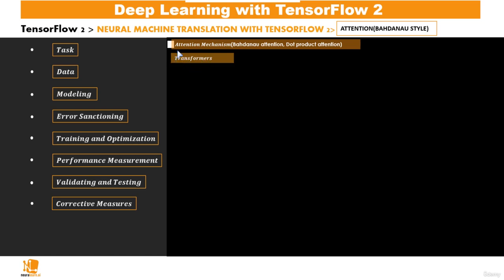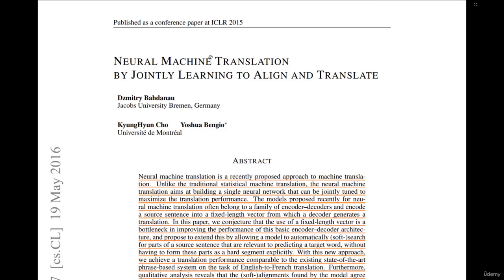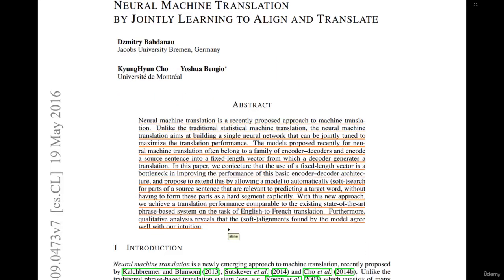solely on attention. Many different types of attention mechanisms exist, but in this section we shall discuss and apply the Bahdanau attention and the dot product attention, or more precisely the scaled dot product attention. Here we have the paper entitled Neural Machine Translation by Jointly Learning to Align and Translate by Dzmitry Bahdanau, Kyunghyun Cho, and Yoshua Bengio. Let's look at the abstract.